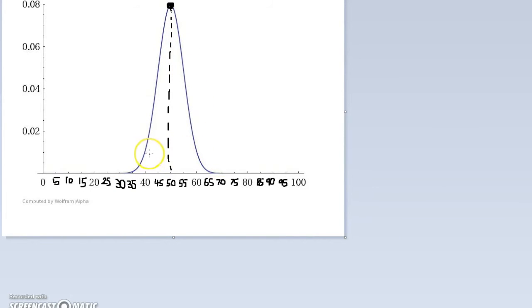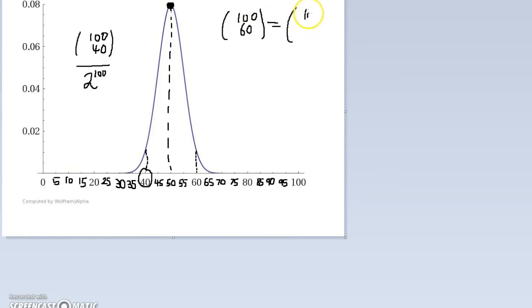And the reason it's symmetrical is actually quite interesting. Well, what's the probability of getting 40 heads? Well, we know what that is. That's 100 choose 40 over 2 to the power 100. But what's the probability of getting exactly 60 heads? Well, it looks like it's the same thing. Why is that? That's actually because the number of ways of choosing 60 objects from 100 is the same thing as the number of ways of choosing 40 objects from 100.